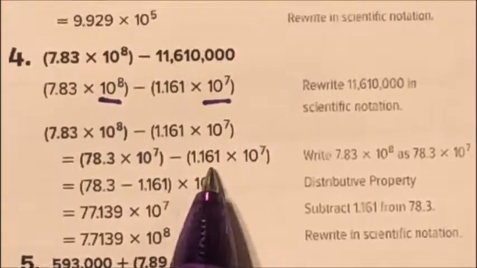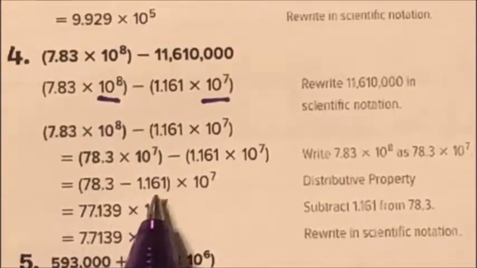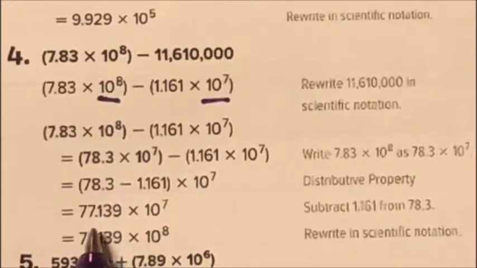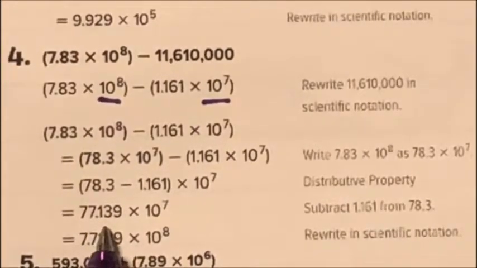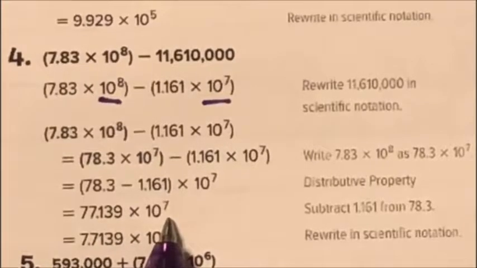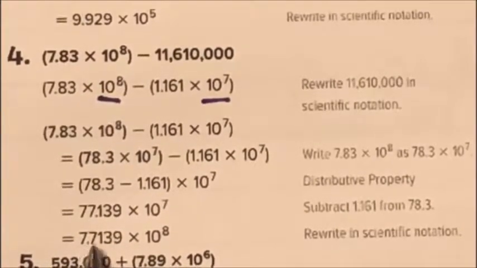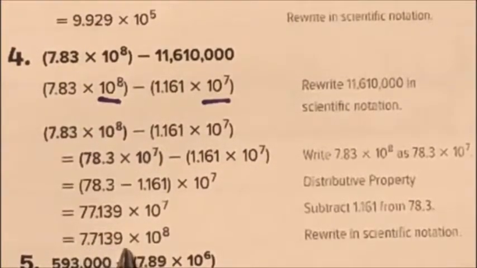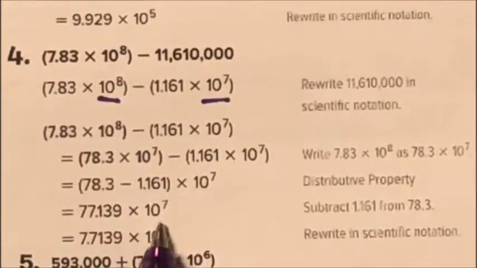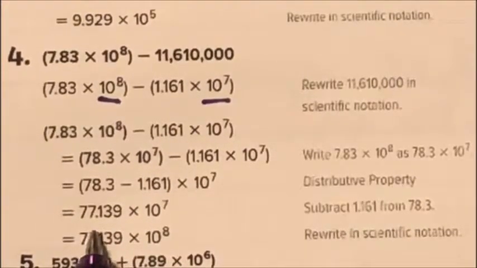I subtract the two numbers. 78.3 minus 1.161 gives me 77.139 times 10 to the 7th. I change it back to scientific notation. So all I did was I moved my decimal over one place. I get 7.7139 times 10. Notice I go from 7 to an 8 because I moved my decimal to the left.